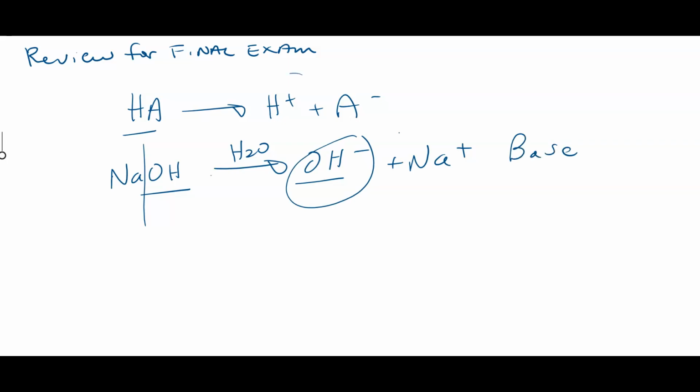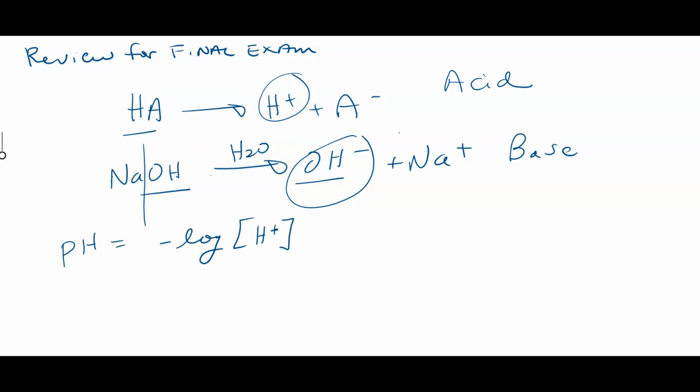Anything that allows an H plus to pop off of itself is an acid. Okay? So you're going to have to figure out how to calculate pHs. Remember, pH equals the negative log of the H plus concentration in the water. And remember, this bracket is molarity. Moles over liters.